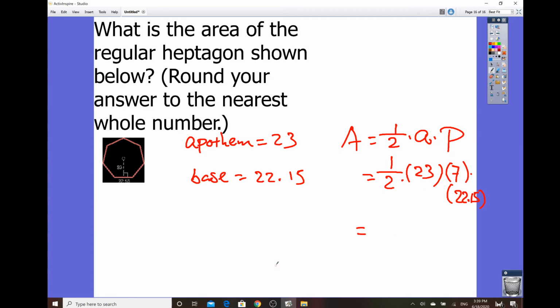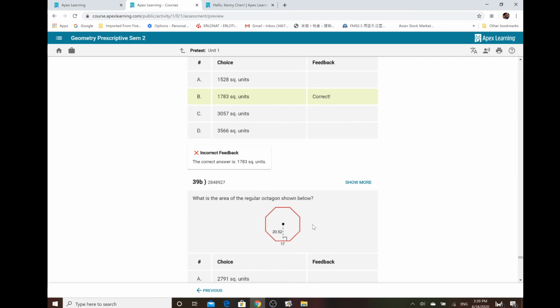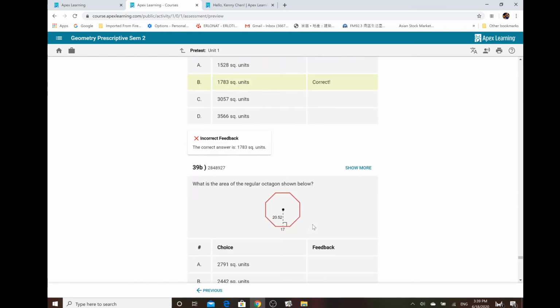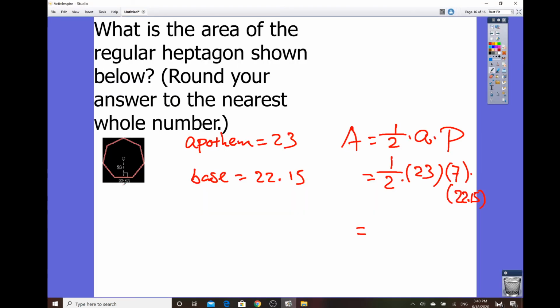Again, the way to find the area of a regular polygon is always 1/2 times the apothem times the perimeter. For those of you wondering why that is, here's the reason. You cut it into isosceles triangles, and you have 7 of those. So 1/2 times 23 times 22.15 is the area of each triangle, and we have 7 congruent triangles, so that's why it's 1/2 times 23 times 22.15 times 7.